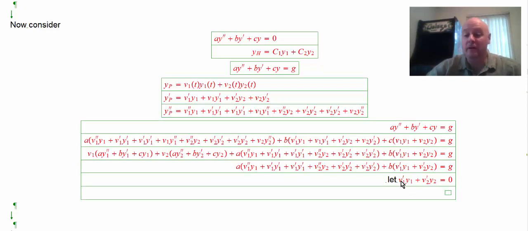I see I get a bonus here. I get a bonus equation. If I let this equal 0, then the derivative of both sides of this equation also has to be 0. So let's differentiate both sides of this equation. Differentiating the 0 side is easy. The derivative of 0 is 0.